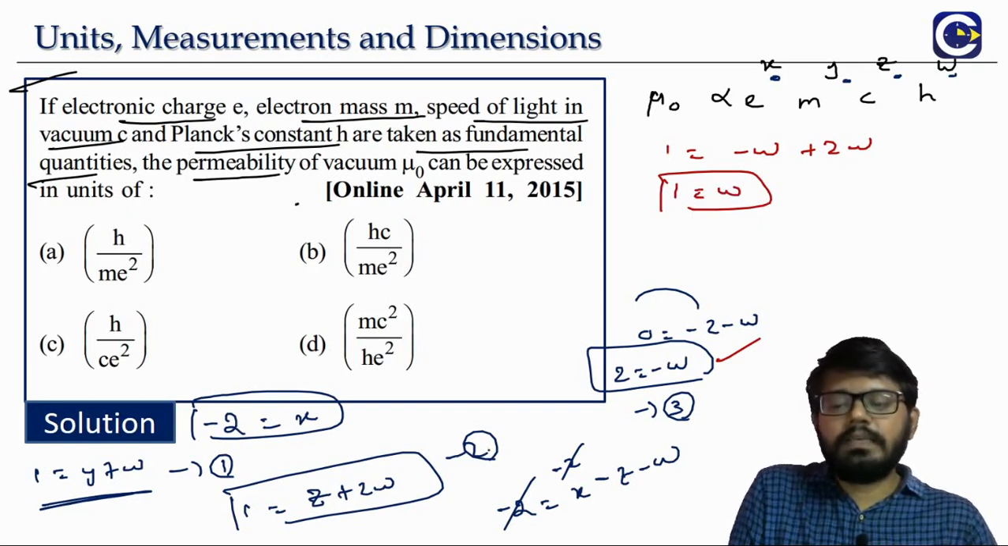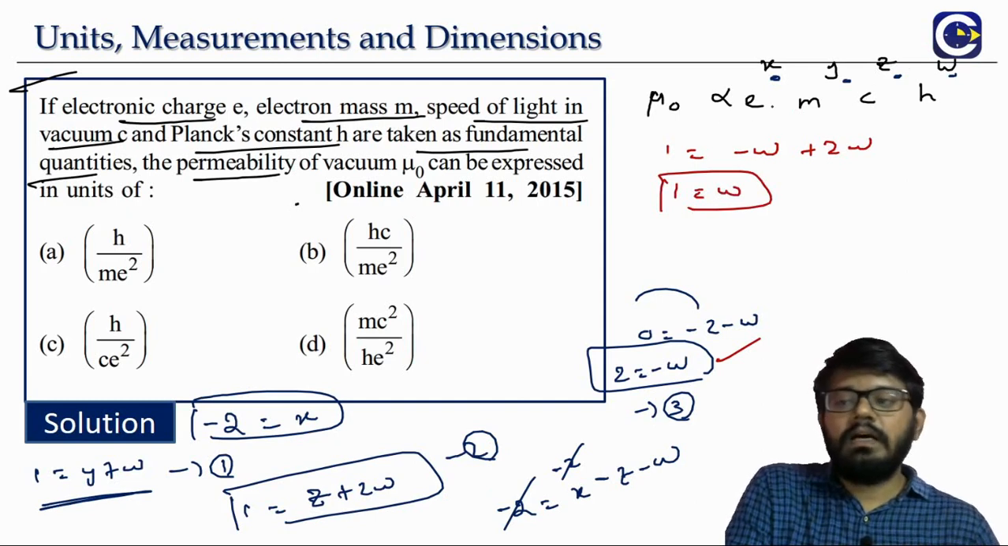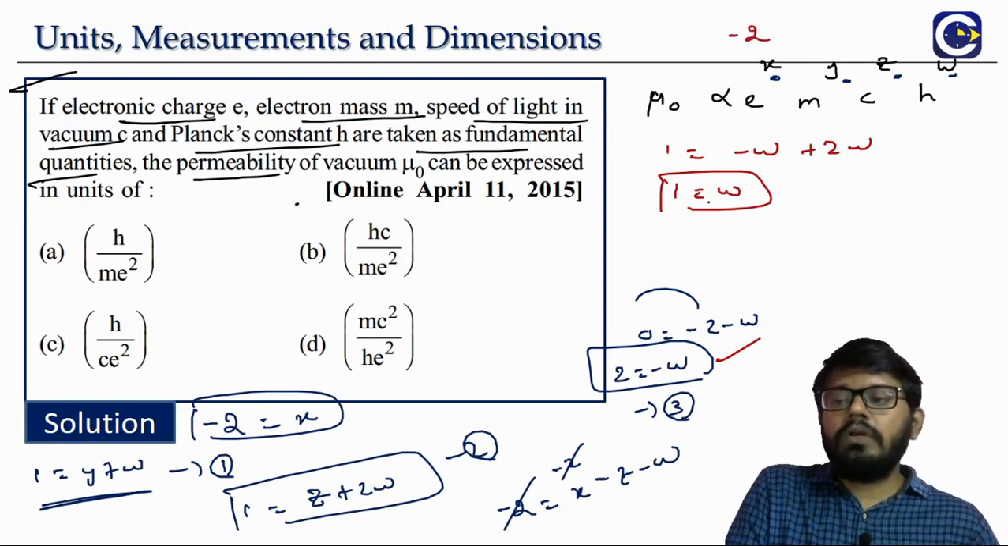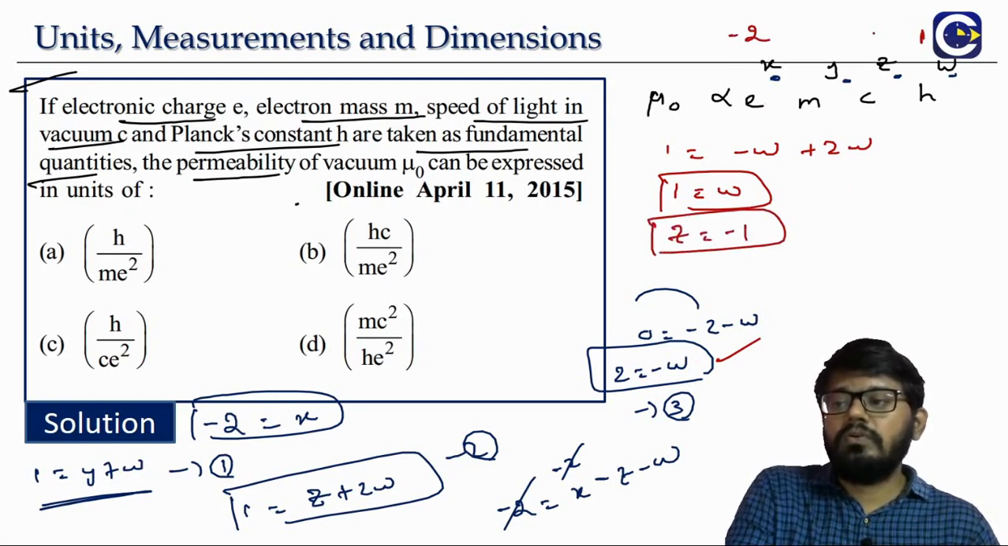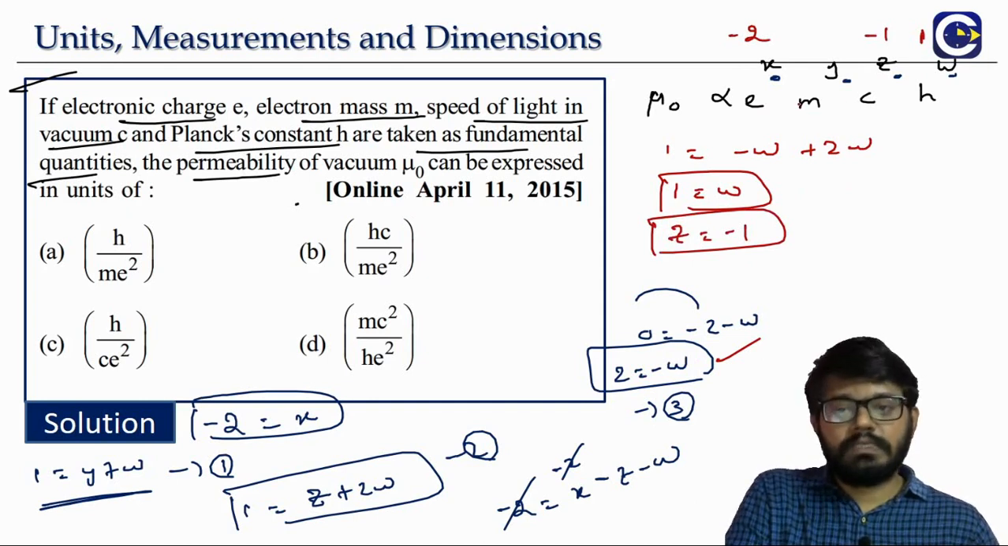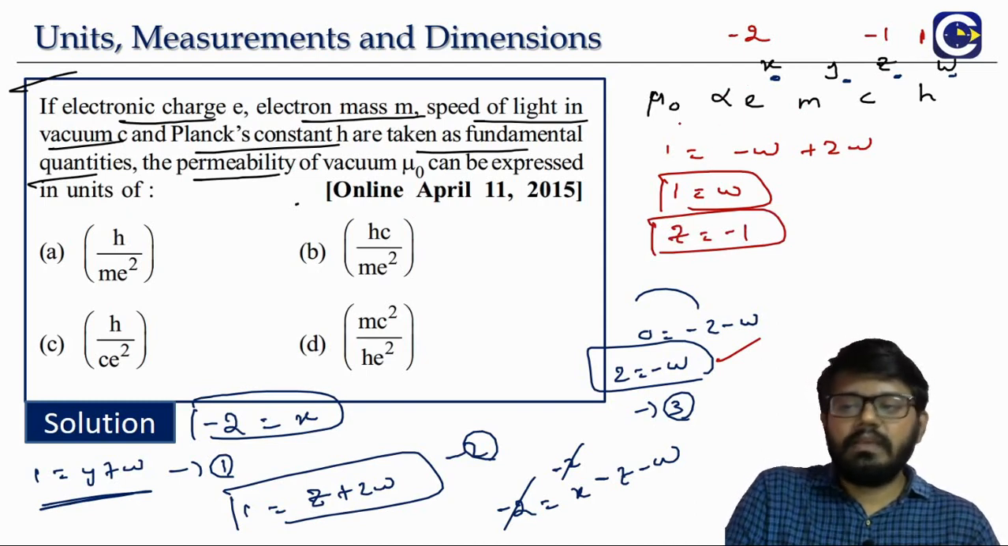So let us just substitute the powers. X is minus 2, which means the power of E is minus 2. Now we got W is equal to 1, so the power of H is 1. W is equal to 1 means Z will be, since Z is equal to minus W, minus 1. So the power of C is minus 1. Sometimes we can conclude the answer without even finding all the powers, but anyway, here we will just do it.